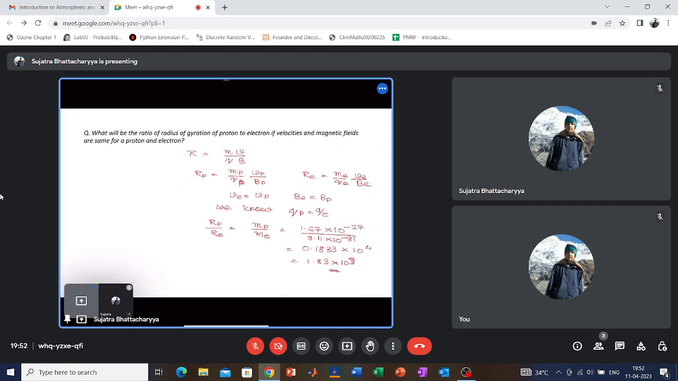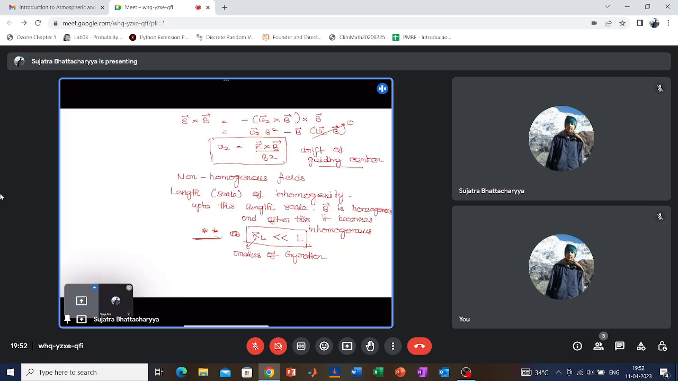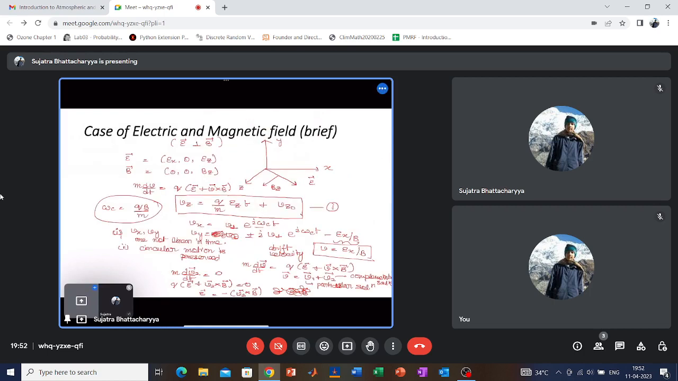And before that, what we have done, let us see. This is for the non-homogeneous fields. One of the important criteria which needs to be satisfied is that the radius of gyration should be much less than L. What is this L? It is the scale of inhomogeneity, that is the length up to which the B is homogeneous. After that it is non-homogeneous. And the drift of the guiding center expression is given here. Drift velocity is this. Omega_c is qB by m.